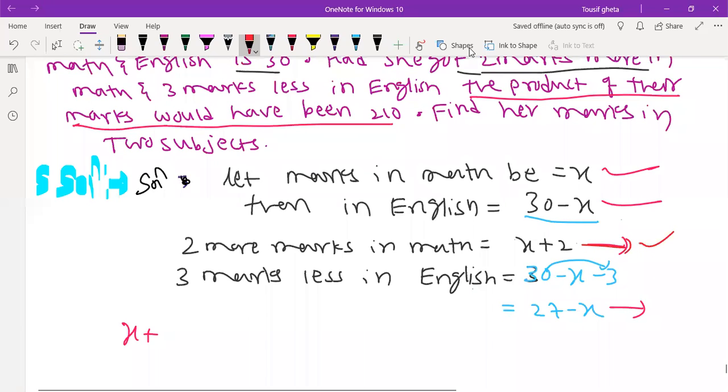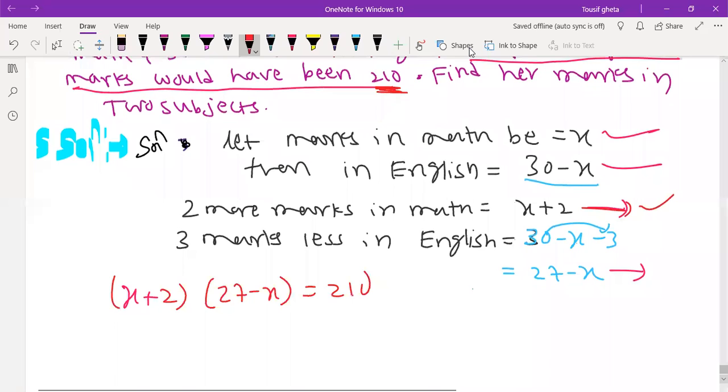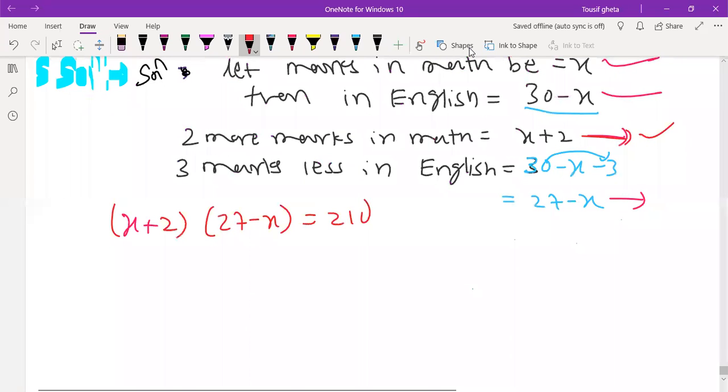Now they are saying product of maths and English. So maths is x plus 2, English is 27 minus x, is equal to 210. This is the 210 they get. Now you know multiplication and simplification. It's easy now. You can carry on if you really understood and if your basics are perfect. Multiply x into 27, we will get 27x. x into x will get minus x square, plus 2 into 27 will get 54, minus 2 into x, 2x, equals 210.